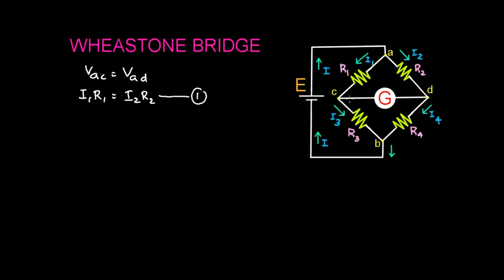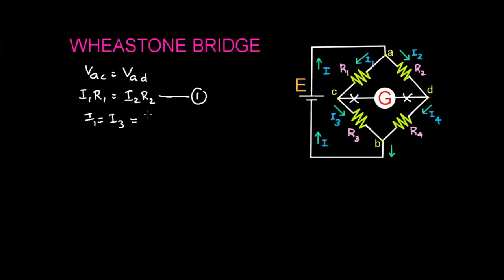Consider there is no current flowing through the galvanometer, so we can cut this path. I1 is coming to C and would divide into two paths, but since there is no current through this path, the entire I1 flows through the path CB also. So I1 must be equal to I3. Here also, I2 must be equal to I4, since there is no current flowing through the galvanometer. So we can write I1 equal to I3, which is the current flowing through ACB.